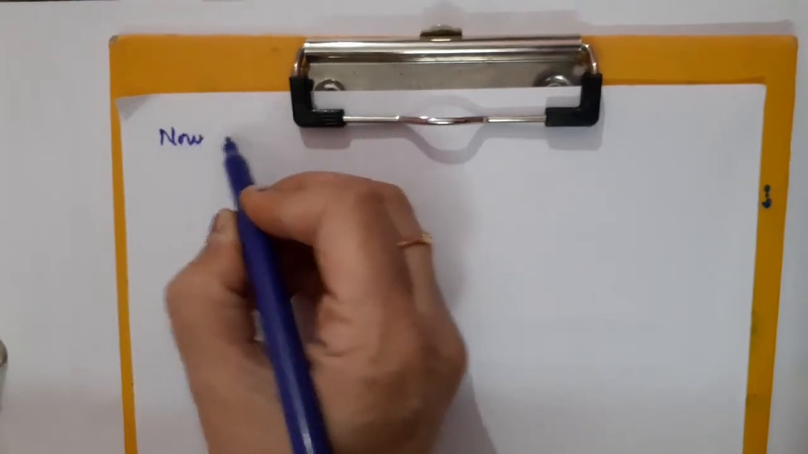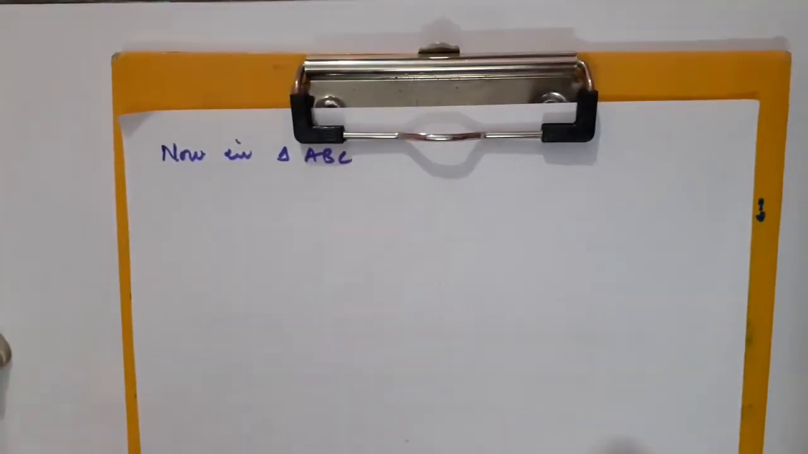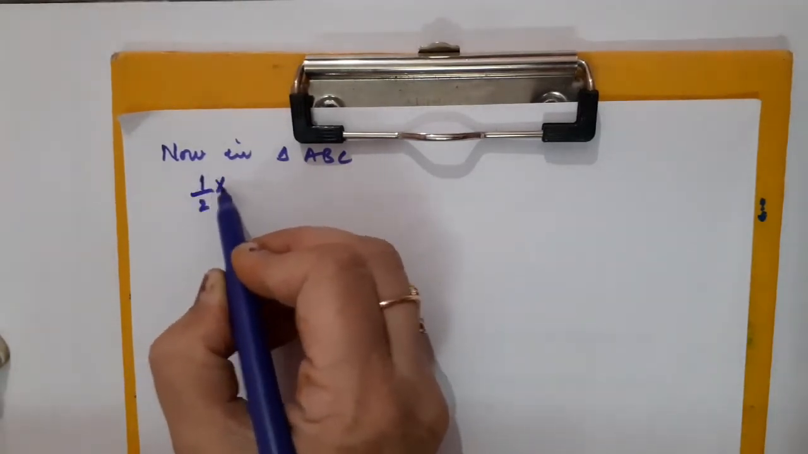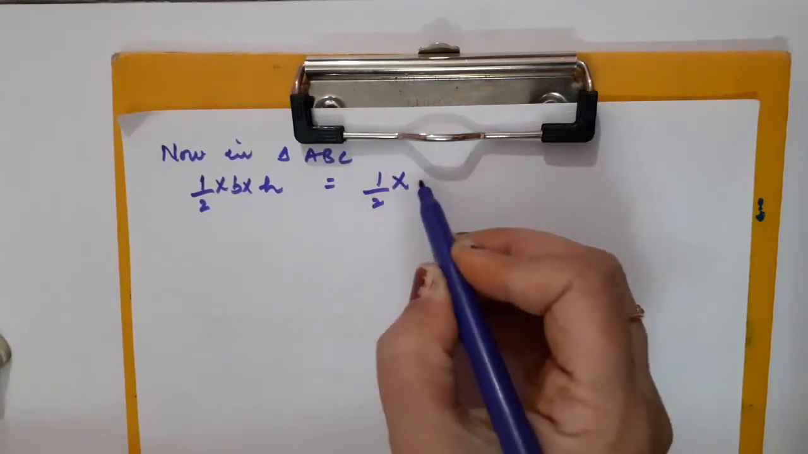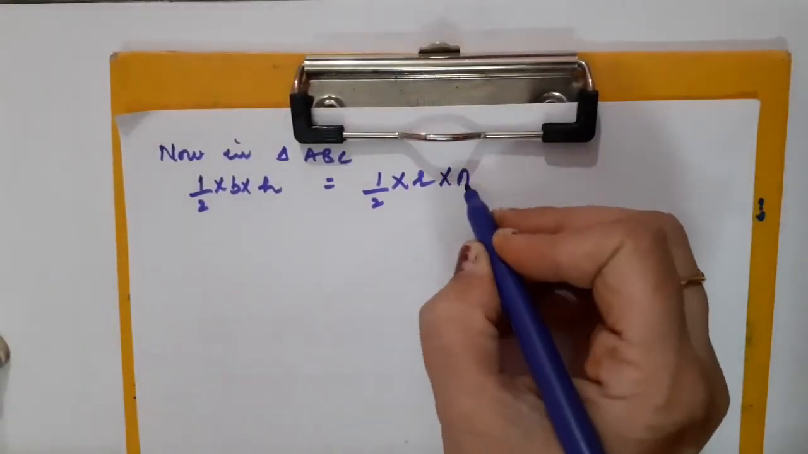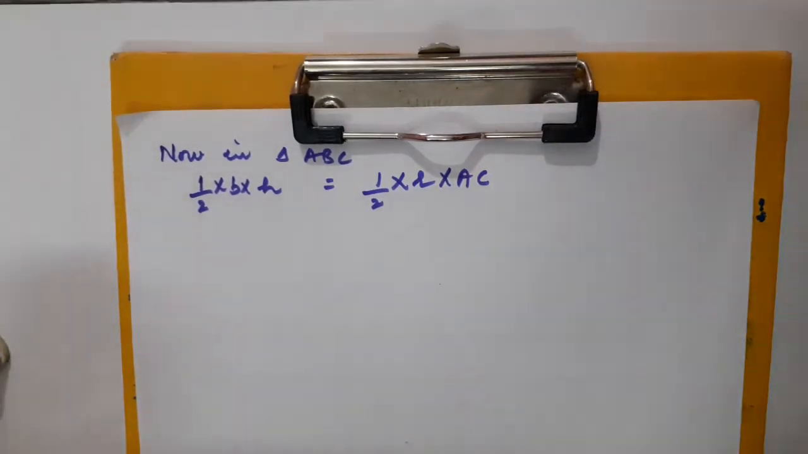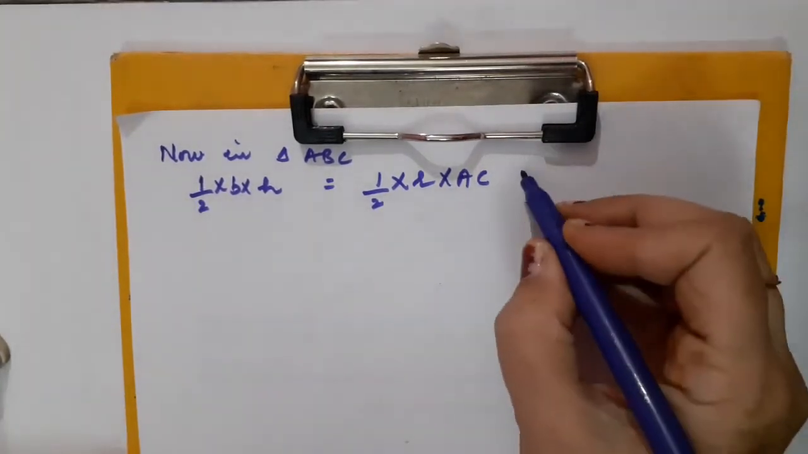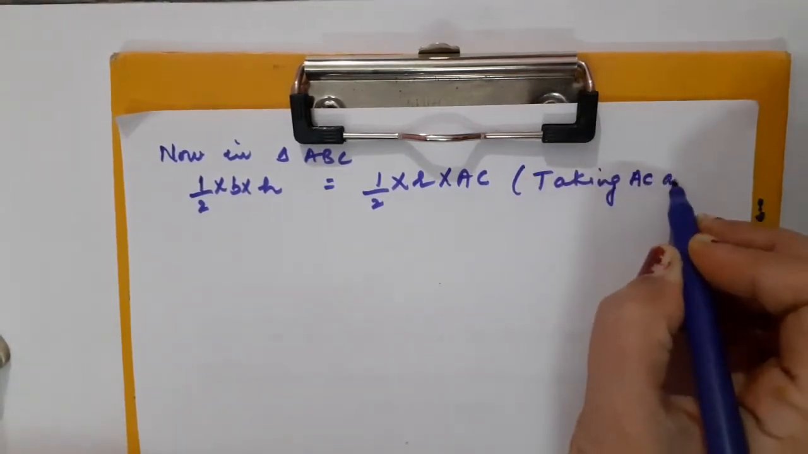Now in triangle ABC, what am I going to do? I am going to apply half into base into height. That must be equal to half into radius. This is the radius, correct? This is the height. And what is the base now? That is AC into AC. Correct? How did I calculate this area? While taking AC as the base.